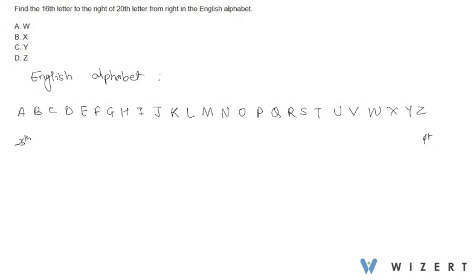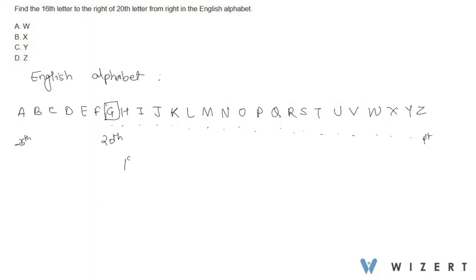So first, second, third, fourth, fifth, sixth, seventh, eighth, ninth, 10th, 11th, 12th, 13th, 14th, 15th, 16th, 17th, 18th, 19th, and 20th. So this is the 20th letter from the right, and we have to find the 16th letter to the right of this letter.